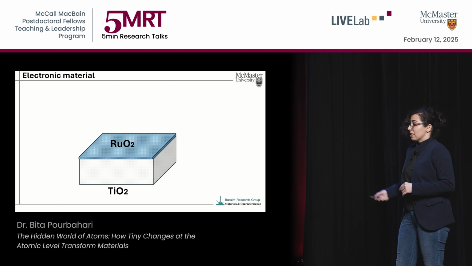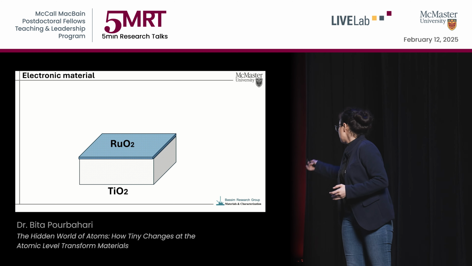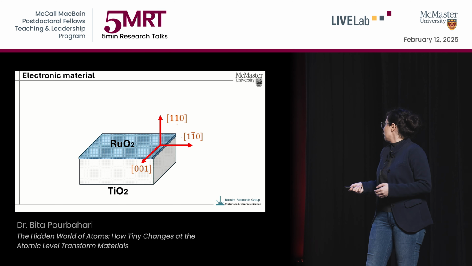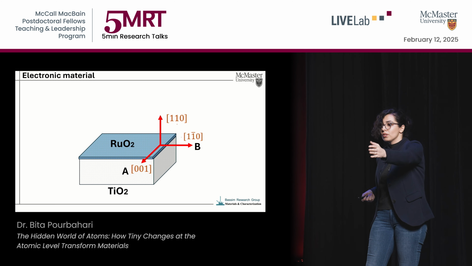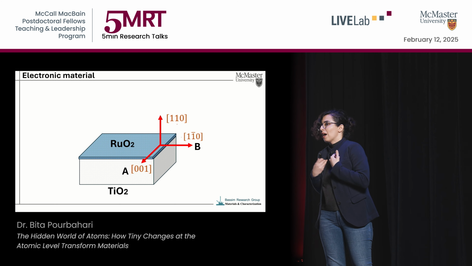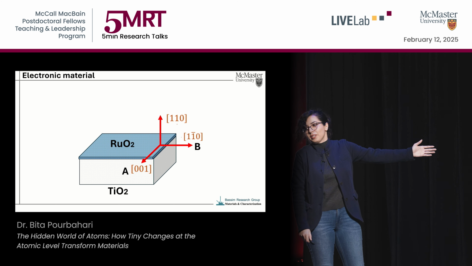In electronic materials, the direction of the material is very important. For example, here, the up direction, we call it 110. This direction, we call it 001. And this direction, we call it 1110. To make our life easier today, I call this direction A and this direction B.